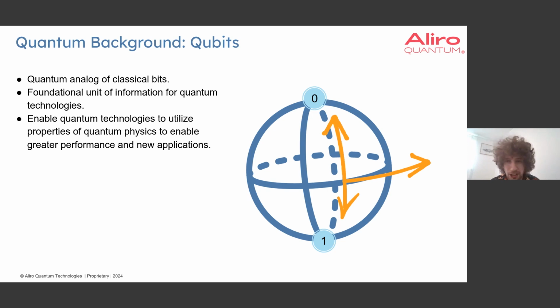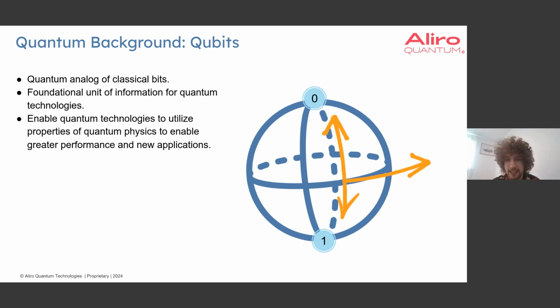Quantum bits, or qubits, are the quantum analog of classical bits. Just like classical bits are the basic unit of information that classical devices like your phone, your computer, and the internet are built upon, quantum bits are the basic unit of quantum information that quantum computers, quantum sensors, and quantum networks are built on.